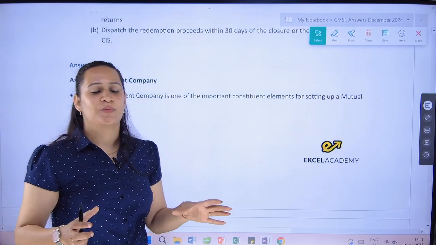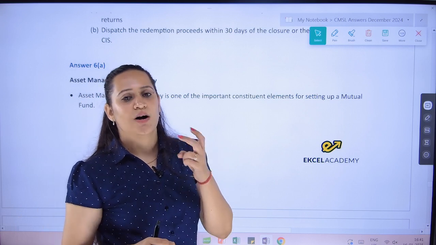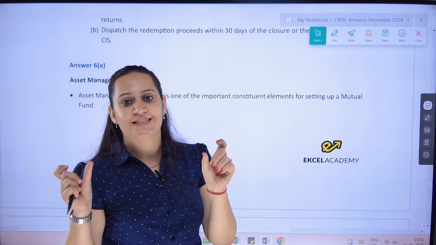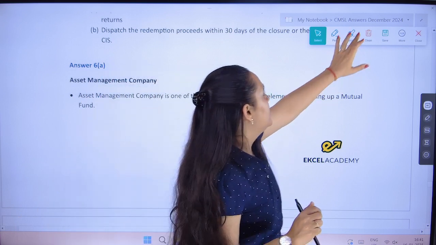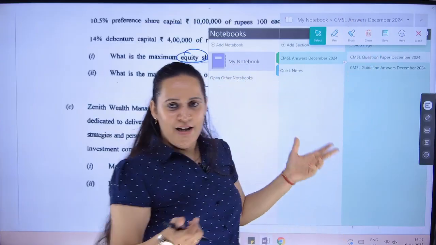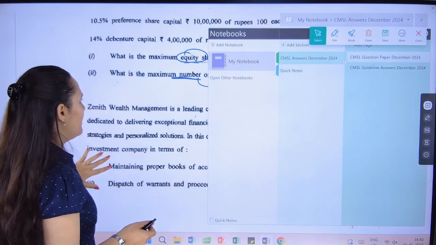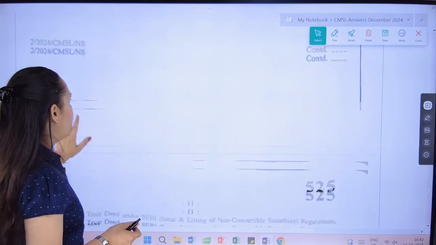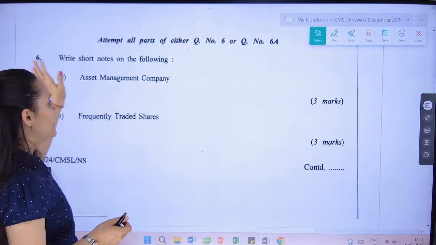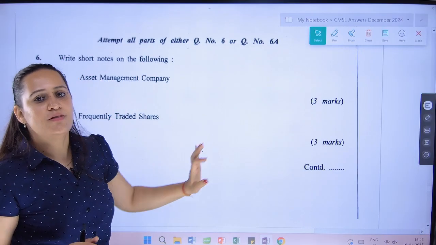Let's move to the last question, question 6, where we have to answer 2 questions, question 6 and question 6a, the optional question, one of which is write short notes on. So that is the protocol of the institute, that one of the questions, generally question 6, is write a short note on, for 3 marks.